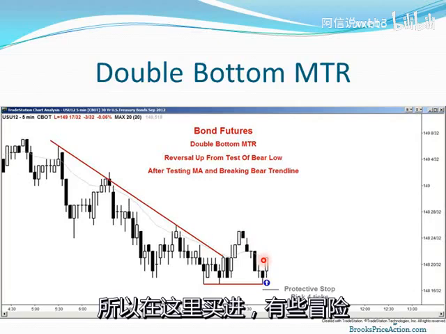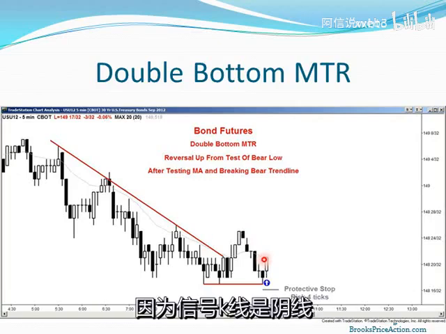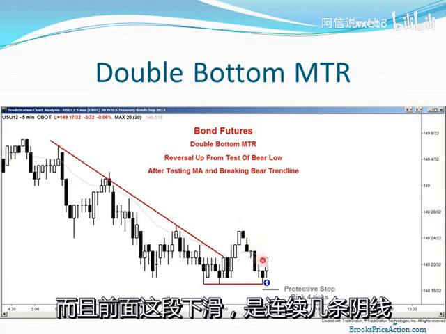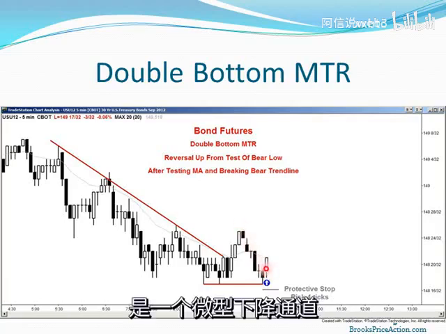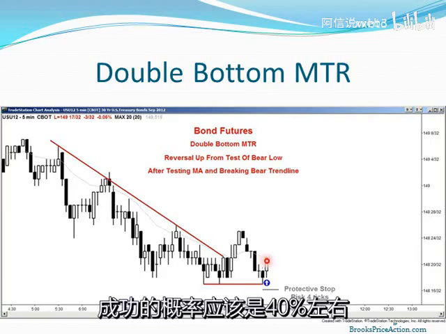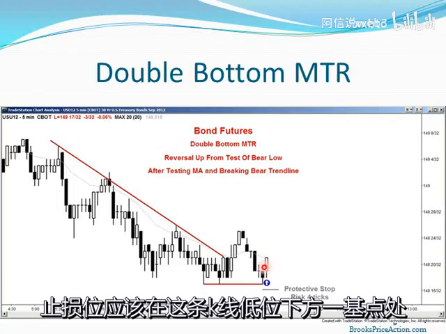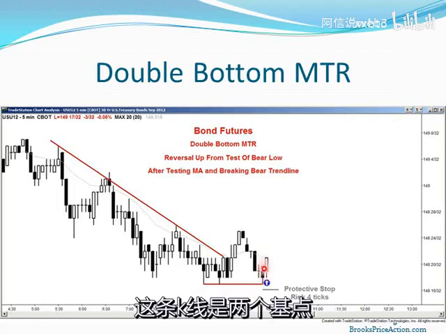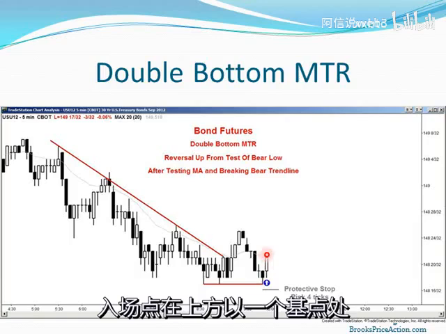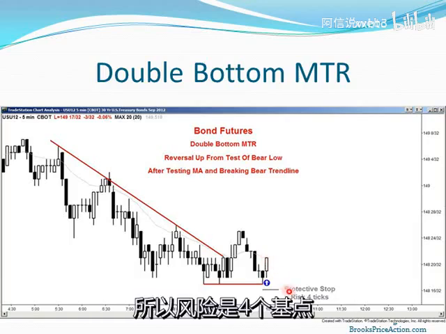So I think this is an aggressive buy because the signal bar is a bear body and the sell-off was such a strong bear spike. It's a bear microchannel. But I think you can buy this. Maybe your probability of success is 40% or so. Your protective stop is 1 tick below the low of the bar. The bar is 2 ticks tall, so you're entered 1 tick above, and your risk is 4 ticks.